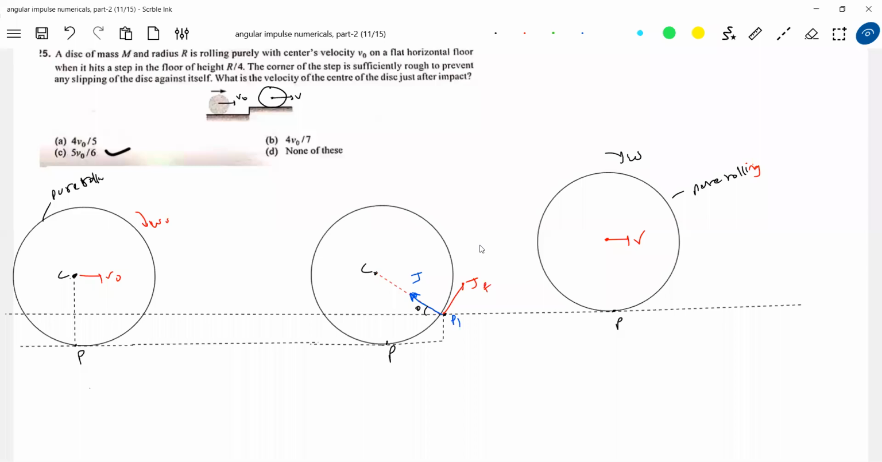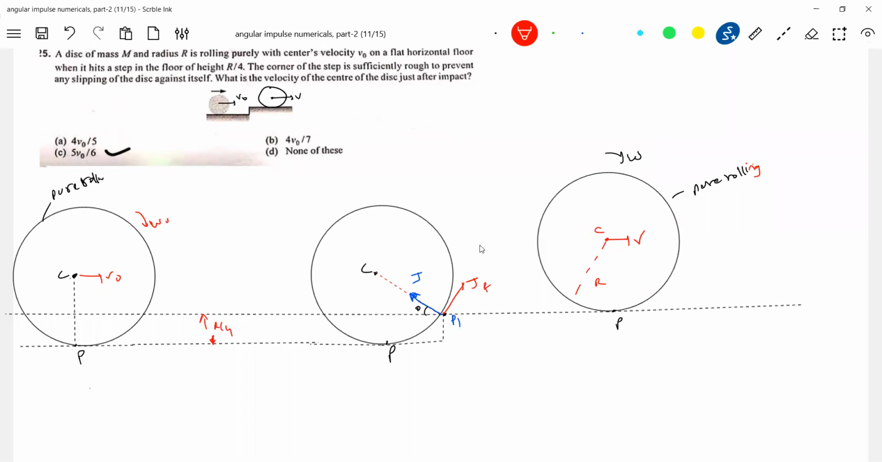Okay, now what is the question? We have to find out V. If you can get this problem solved, how to get that V. So what is this distance? R by 4. I've shown it like almost R by 2, it should be R by 4. To have clarity of the diagram, I put it here. And tell me how to find that V.